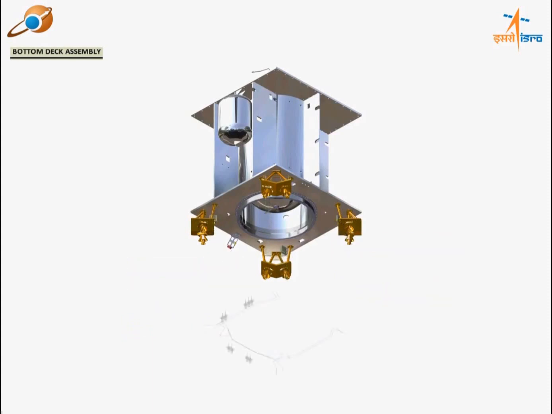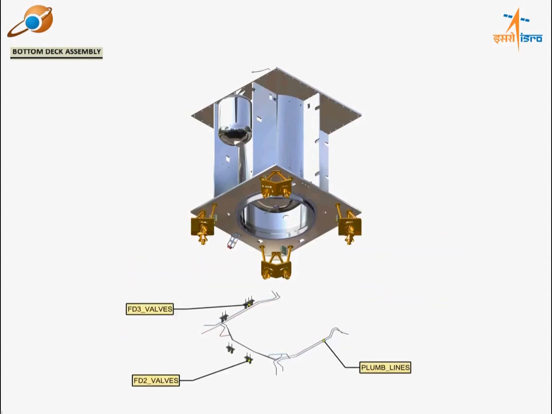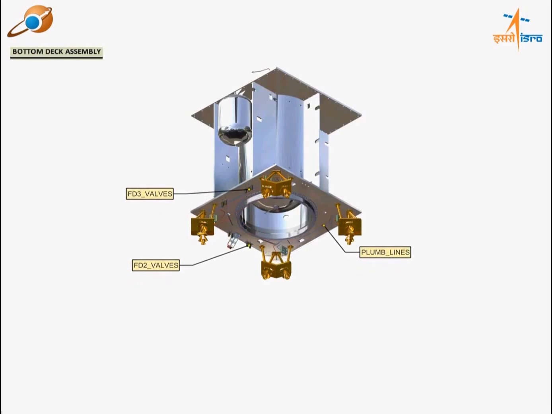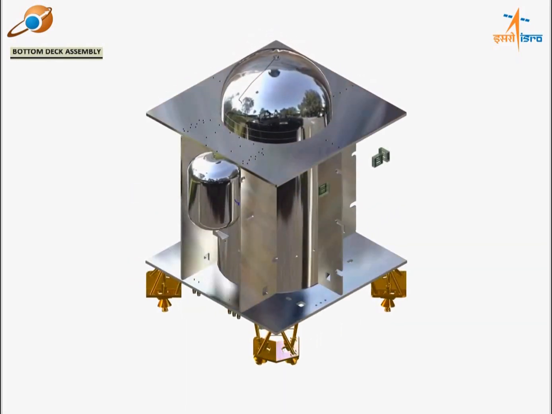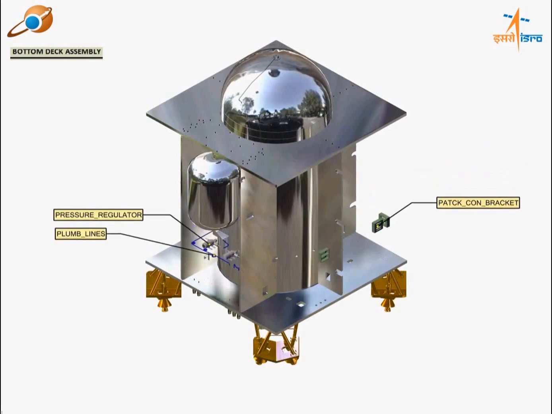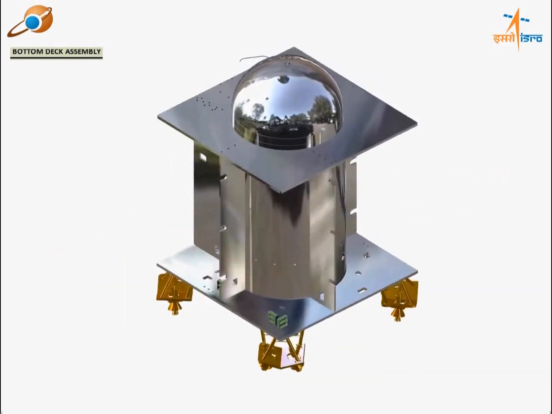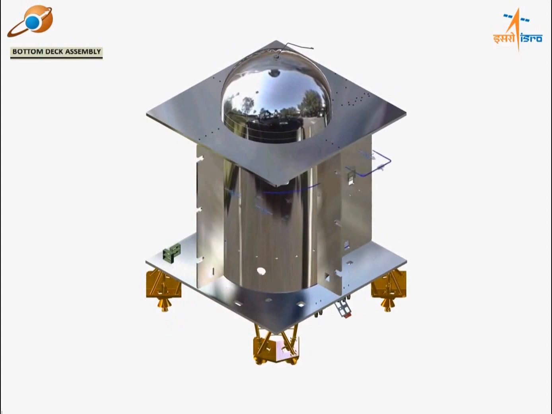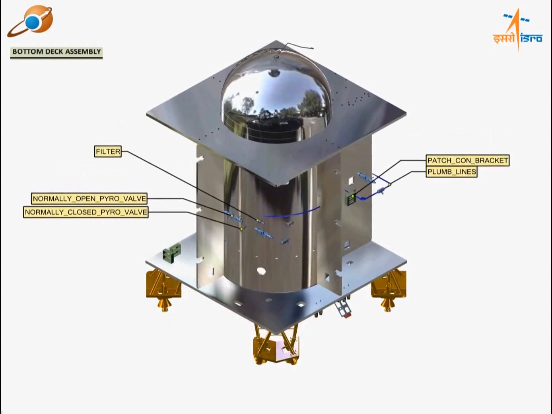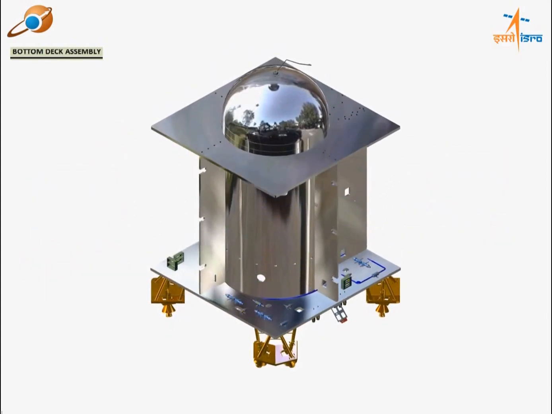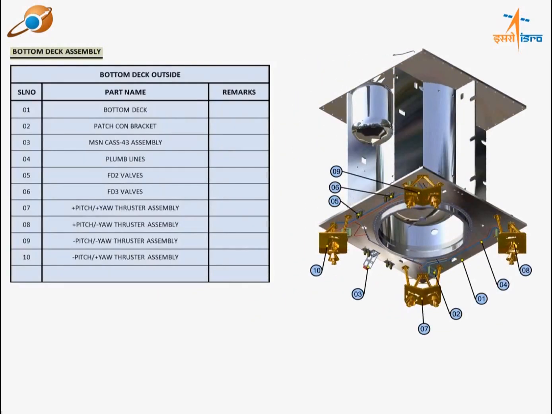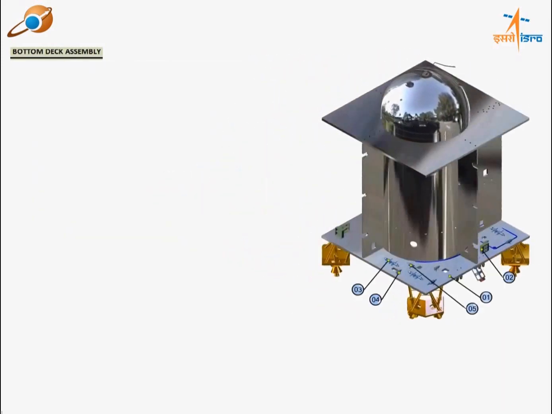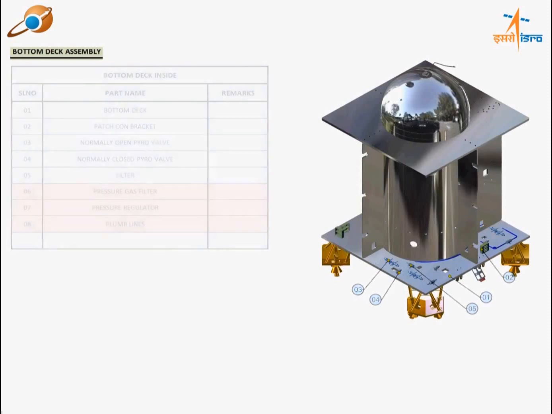The flow of propellant is controlled through various valves, namely check valves, isolation latch valves, fill and drain valve, etc. In addition to this, pressure regulators and filters are used for optimum performance of the system. This propulsion system derives heritage from the Chandrayaan-1 spacecraft.